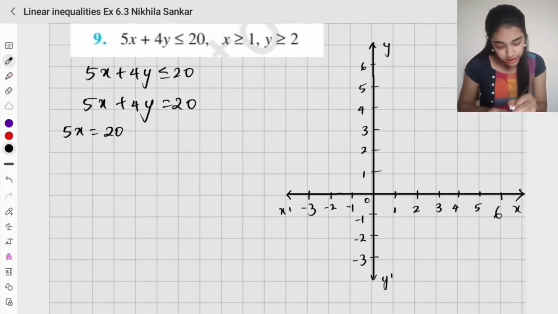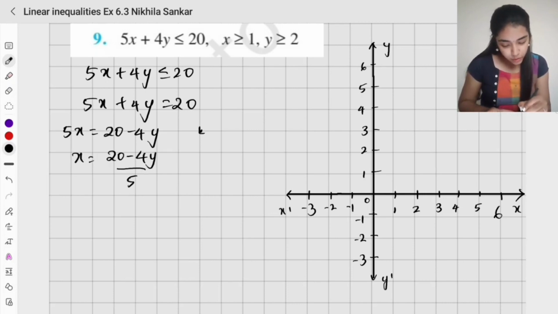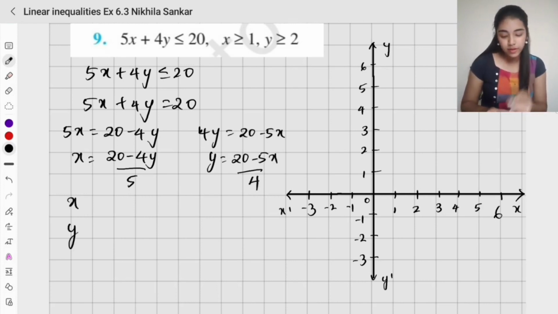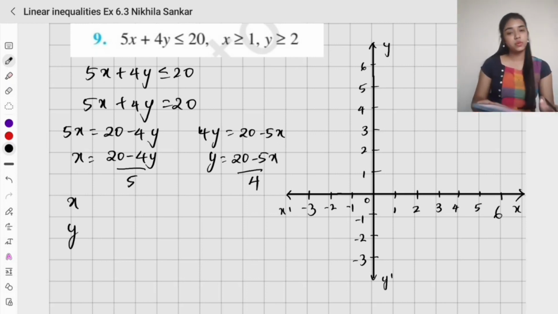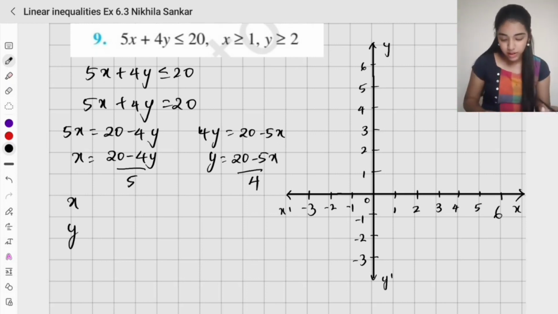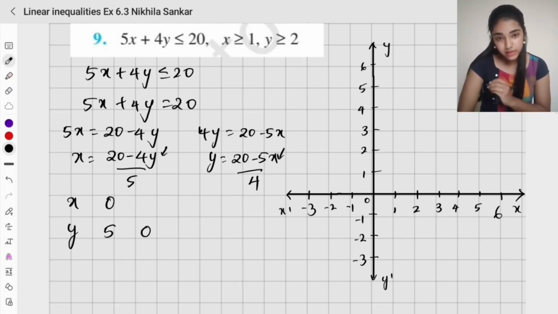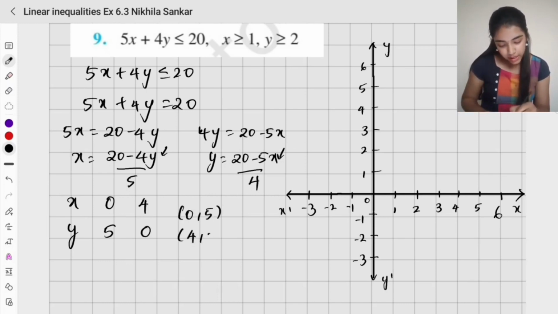5x is equal to 20 minus 4y. X is equal to 20 minus 4y divided by 5. Next, 4y equals 20 minus 5x. Y equals 20 minus 5x divided by 4. Why are we doing this? To find the value of y for x is equal to 0, and the value of x for y is equal to 0. So when x is 0, I'll substitute 0 here. So I have 20 divided by 4, which is 5. For y equal to 0, I have 20 divided by 5, which is 4. So what solutions do we get? 0, 5 and 4, 0.